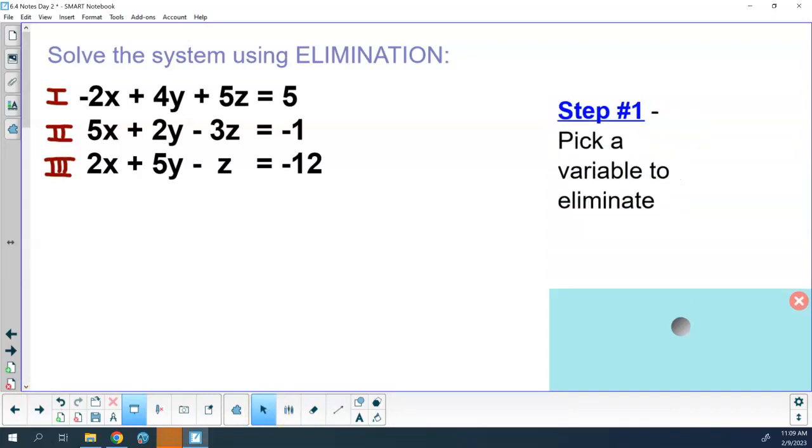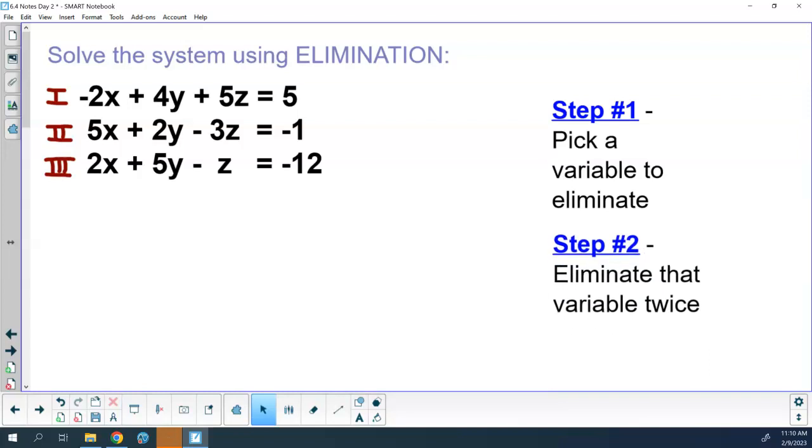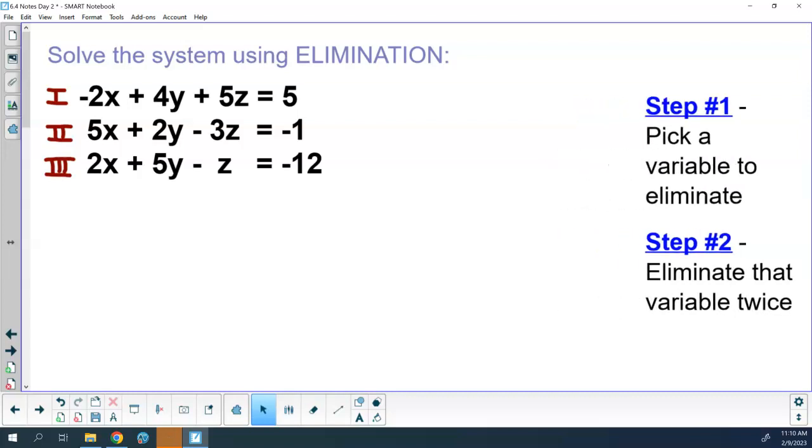So, step 1 in our solving a 3-equation system is we need to pick a variable to eliminate. So our choices are x, y, or z. X, okay? I heard x first, so we're going to eliminate x. So then, step 2 says, now we need to eliminate that variable twice. Okay? The kicker is it's got to be eliminated twice. We can't just eliminate it once. We have to eliminate it twice.